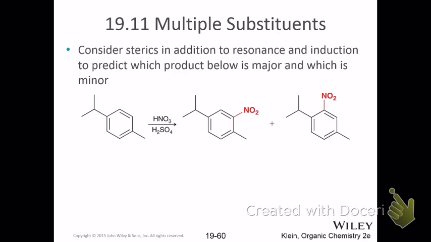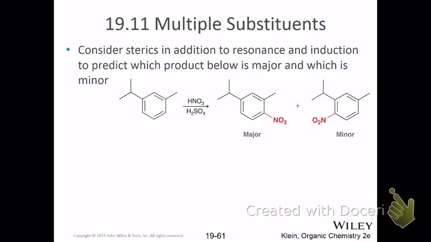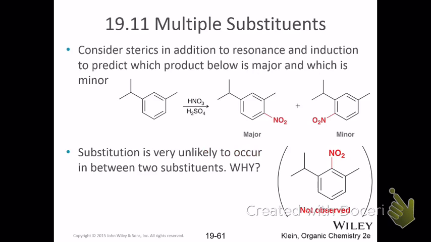Here's another. So there's your major product, there's your minor. Here's another one. So if these are meta to each other, when you run this reaction, this is ortho to both of them. This is ortho to this one, para to this one. This is meta to both, so you don't expect anything there. And this is ortho to this one, para to that one. So the result is major product is this one, minor product is this one, and because of sterics, you don't actually see this one.